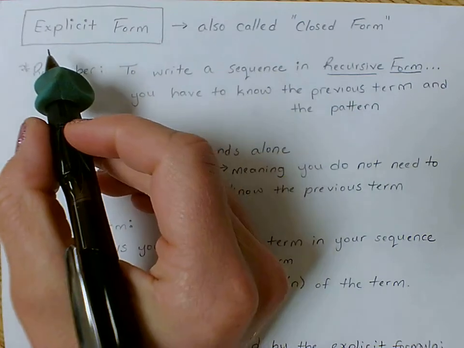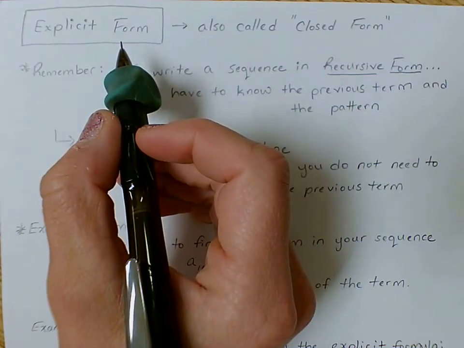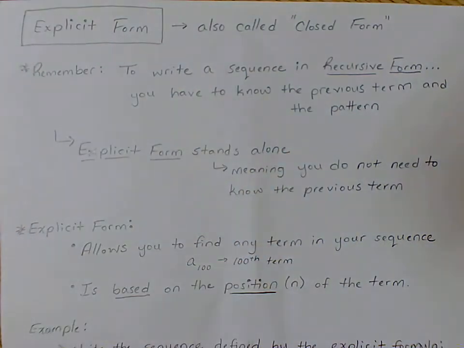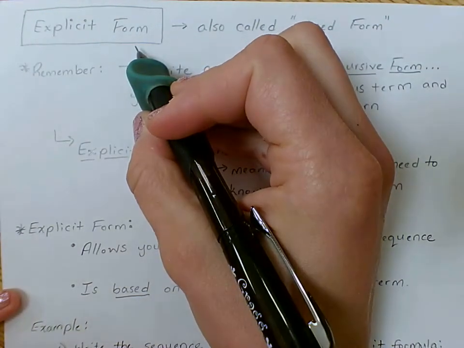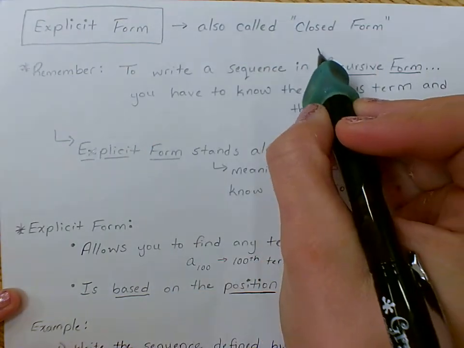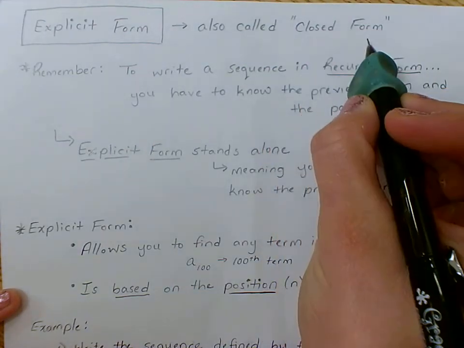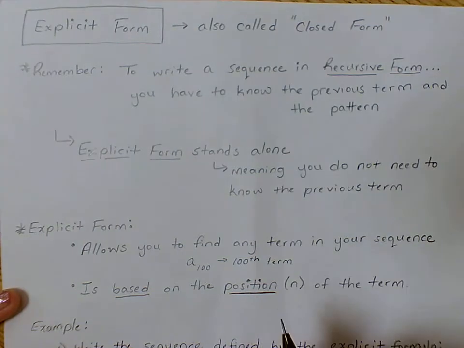But explicit form is a little different than recursive form, so we're going to talk about that. Before we get too far in here, the first thing you need to know is explicit form could also be called closed form, okay? So you need to know it by both names.